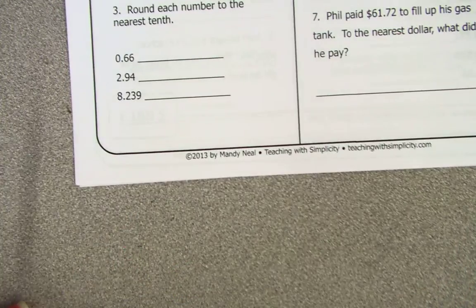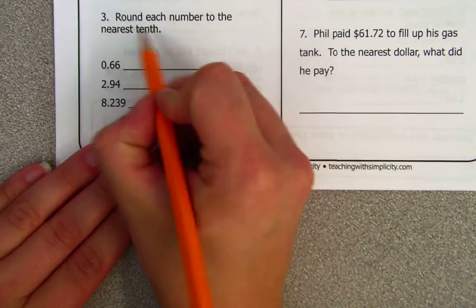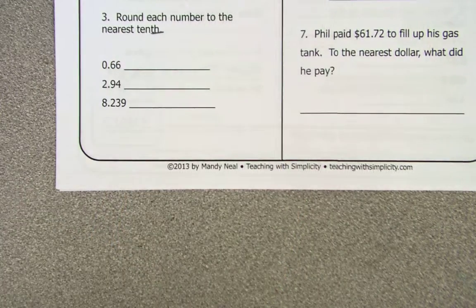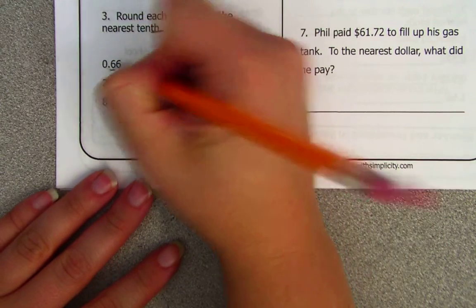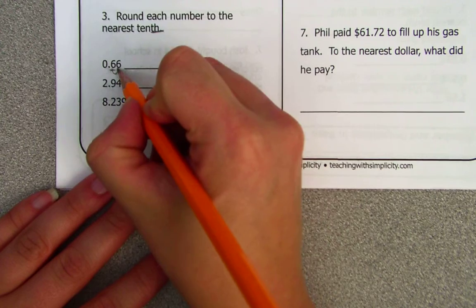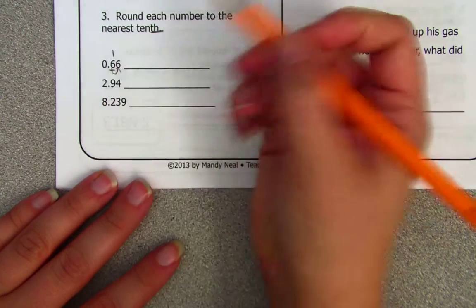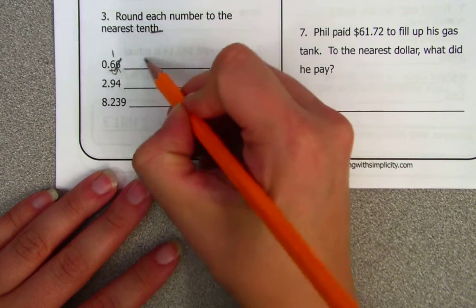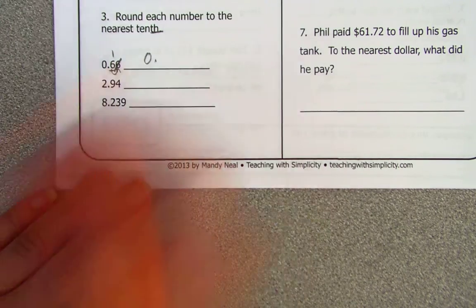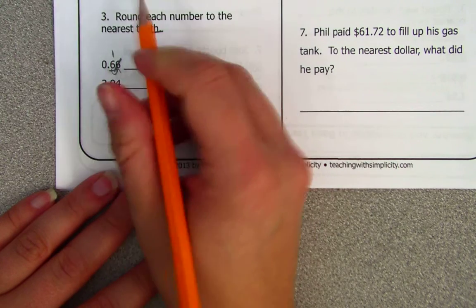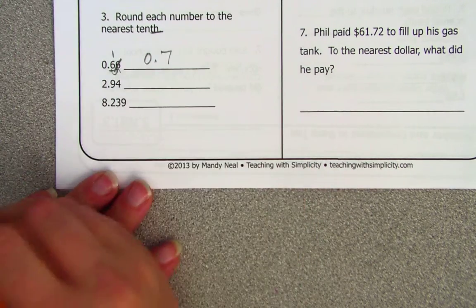Now looking at the next one, round each to the nearest tenth. You have to know where the tenth place is. It is right after that decimal. Find the place, look next door, 5 or bigger, add one more. This goes away. 0 still has to go out in front. 6 plus 1 is 7.